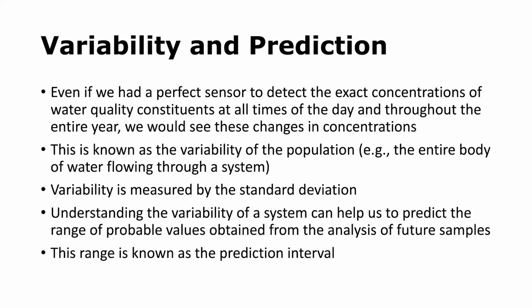If the population is the entire volume of water that flows through a river past a certain point, then that's going to be variable. You're going to have fluctuations throughout the day, throughout the week, throughout the year. We measure variability using the statistic standard deviation. And understanding the variability of a system can help us to predict what types of values we might anticipate from future samples that we collect. And this range of probable values for future samples is known as a prediction interval.